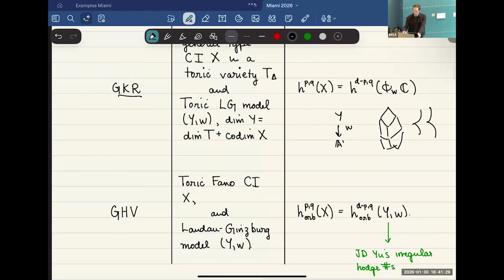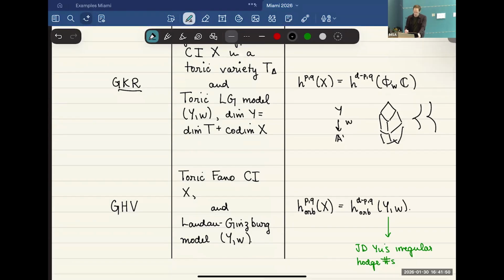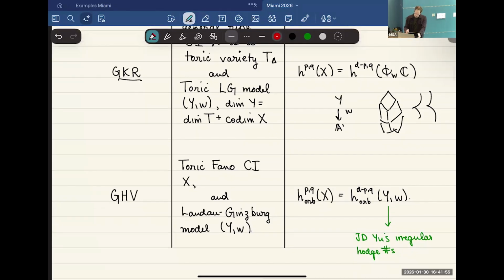The last example that I'll mention, and so this is, okay, I don't really know. I'm saying GHV to sort of talk about Givental, Fourier, and Vafa, but this is sort of a subset of their construction, and the Hodge number duality I'll mention in a little bit. So here maybe we'll start with the toric Fano complete intersection, and what you get out of this is a Landau-Ginzburg model (Y, W), where if you do this correctly, Y is again a complete intersection, and W is some potential function on Y.